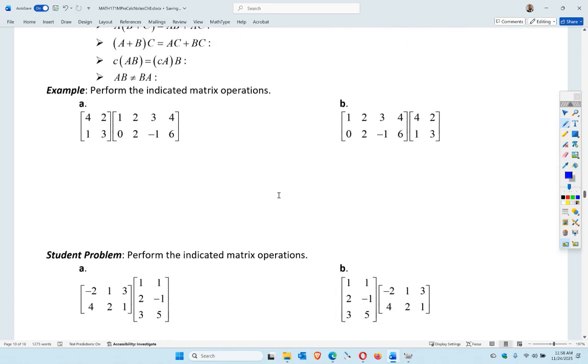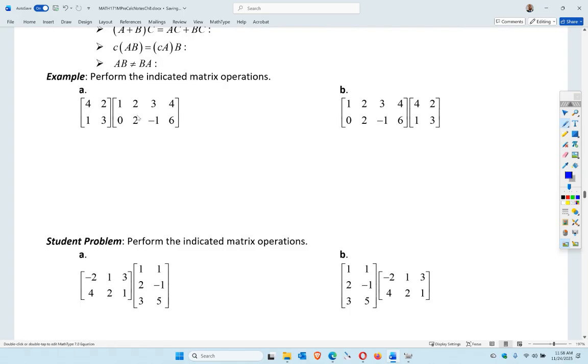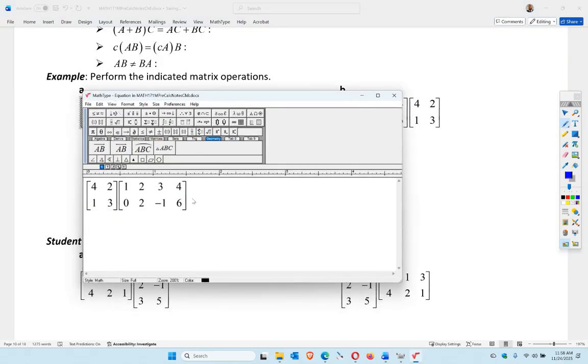Okay, so if we go to here and we do this, let's just click on it. This is a 2 by 2 being multiplied by a 2 by, what do we have here, 4? Okay, so I'm going to put parentheses around that. This is possible because the inner numbers match. So the answer is a 2 by 4.